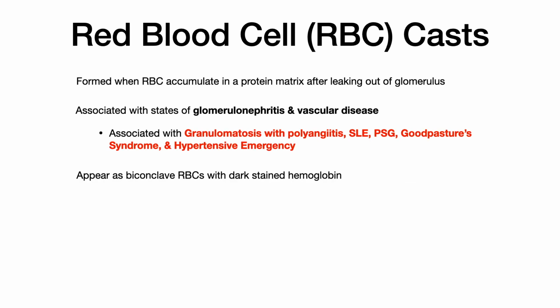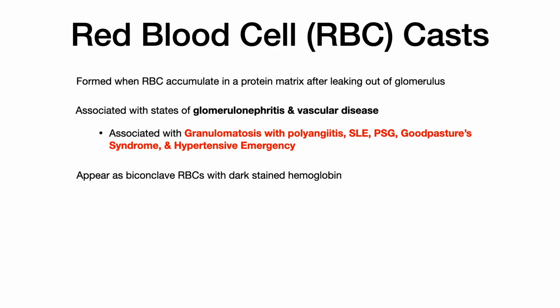So I want to pause and point out that now we're talking about a cellular cast, which is to say that the cast has cellular components within it, and you see a cell in the name, right? Red blood cell cast. So we're talking about cellular casts. These are formed when the red blood cell accumulates in a protein matrix after leaking out of the glomerulus. So basically what happens here is that in a state of either glomerulonephritis or vascular disease, you have red blood cell leakage. And when you have red blood cell leakage, then you have the coagulation of the cell type, in this case the red blood cell, in that protein matrix, and that's why you get red blood cell casts.